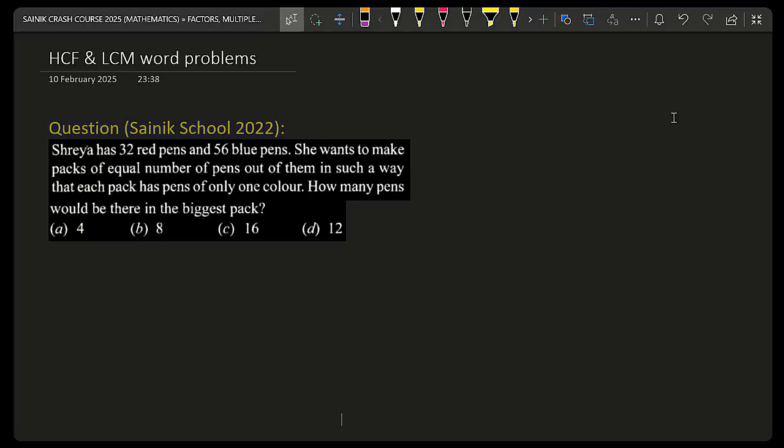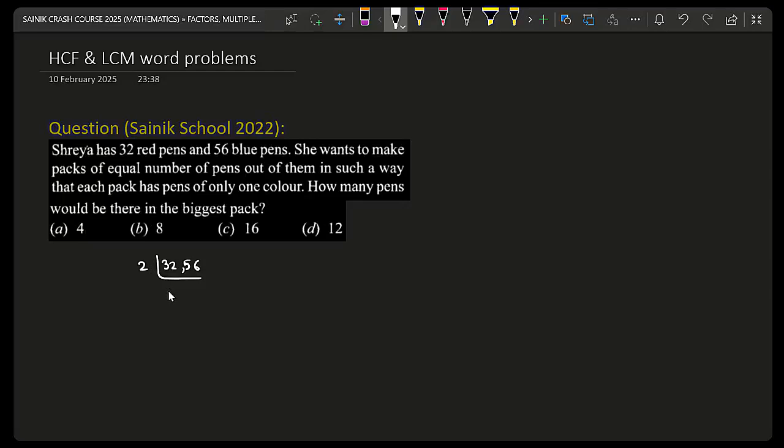Okay. Varshita, which method are you using to find the HCF of 32 and 56? Sir, common division method. You want to use common division? Yes. Okay, 32, 56. Which number can we start with first? Sir, 2. 2 into which number?